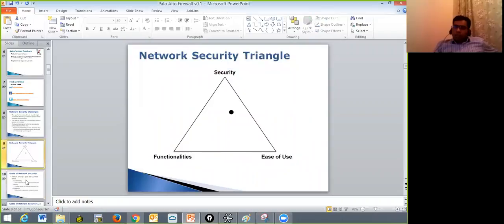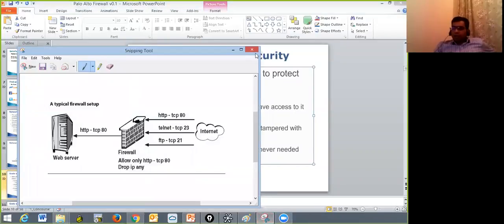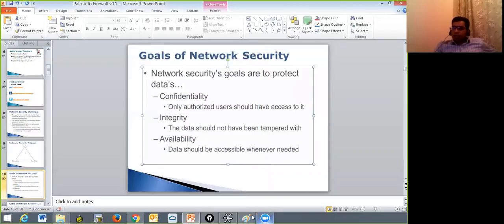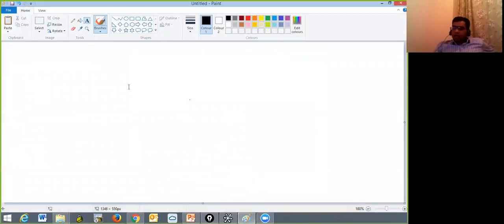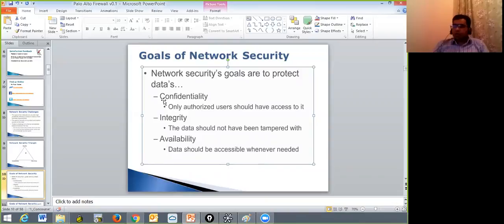Now, as a network security engineer, what are the network security goals actually? We use a term called CIA. It's not the agency, but it is something else. As you can see, this stands for confidentiality, integrity, availability.